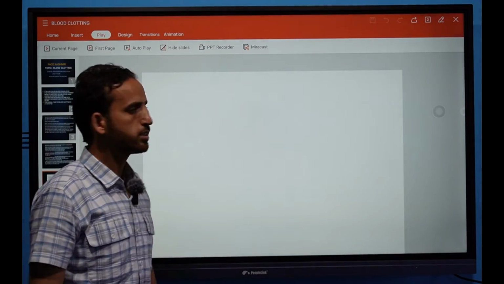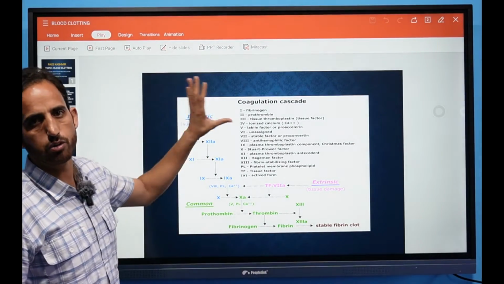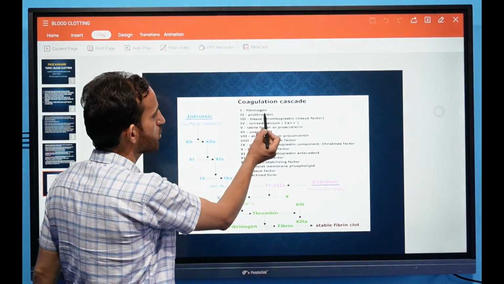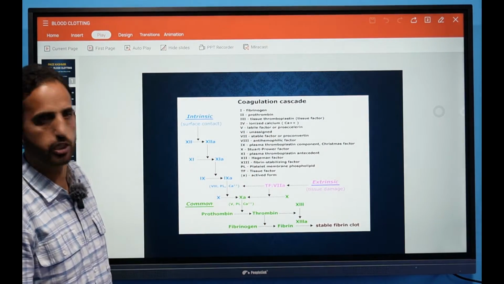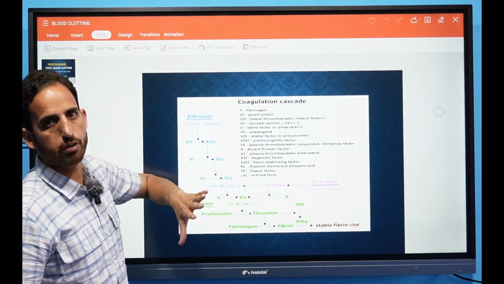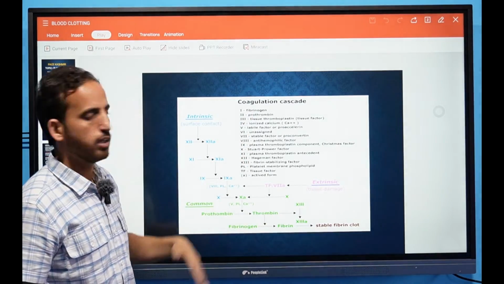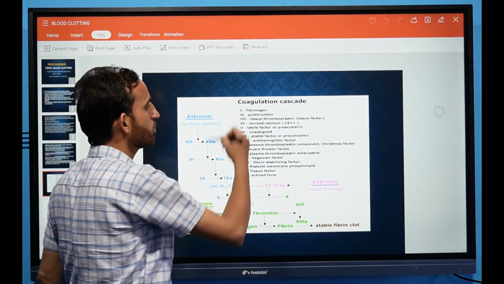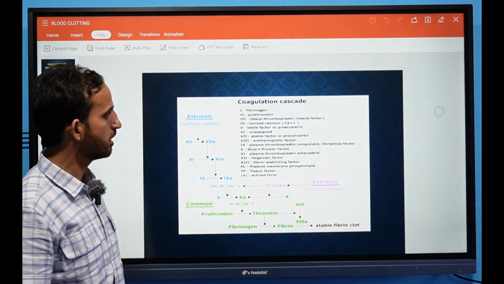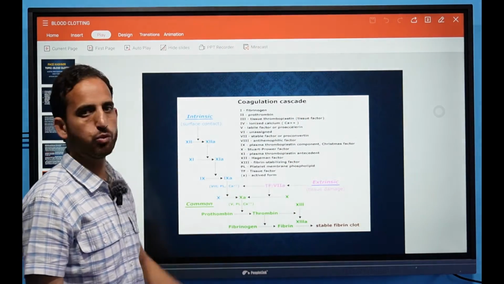This chart describes those 13 blood clotting factors. This is called the blood clotting factor first. This is called fibrinogen. Then the second blood clotting factor is called prothrombin. The third blood clotting factor is what we call tissue thromboplastin. It is also called the tissue factor.